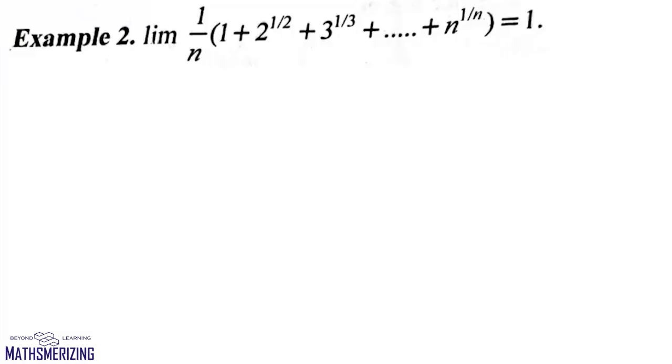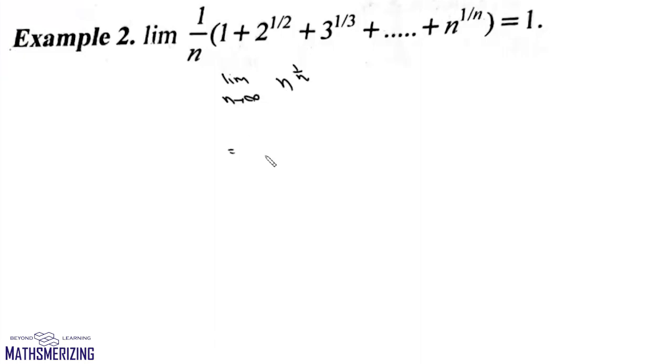Now here the question is, we need to show that limit 1 by n times 1 plus 2 to the power 1 by 2, 3 to the power 1 by 3 up to n to the power 1 by n is equal to 1. Now using Cauchy's theorem, we can say that this limit, which is 1 by n times a1 plus a2 plus a3 up to an, is equal to limit n tends to infinity a_n, and a_n in this case is n to the power 1 by n.